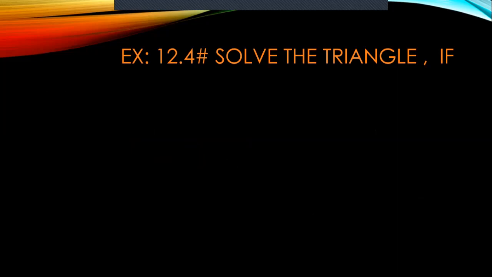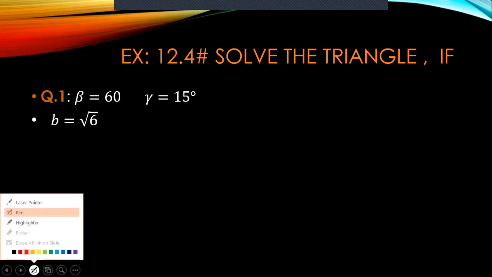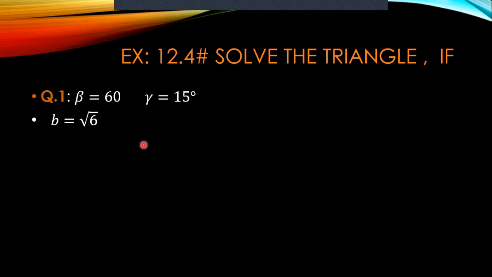Exercise 12.4 is there, and solve the triangle if beta is given 60 degrees, gamma is given 15 degrees, and b is given equal to under root 6. And beta, I told you earlier that you need to consider the angle in degrees always. If it is missing anywhere, then you need to take it in degrees. So here you can consider that these are 60 degrees. Now as beta is given, there should be b. You can see b here. So b and beta are given.